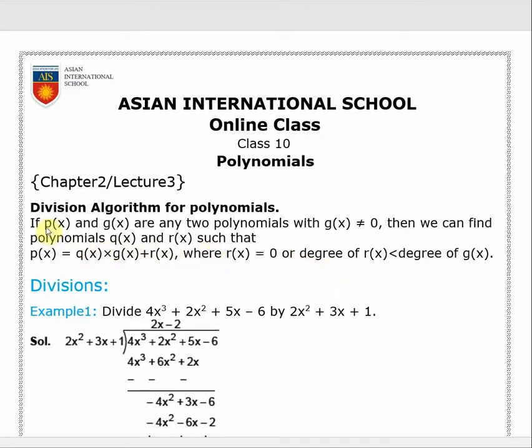Okay, so if p(x) is a polynomial and g(x) is another polynomial, and g(x) is the divisor of the polynomial p(x), then we can write one equation: p(x) = q(x) × g(x) + r(x). Now q(x) is the quotient of the division, so that is why q(x) × g(x), and this r(x) is the remainder of the division. This equation we already know. Now this equation we will compare with different divisions.